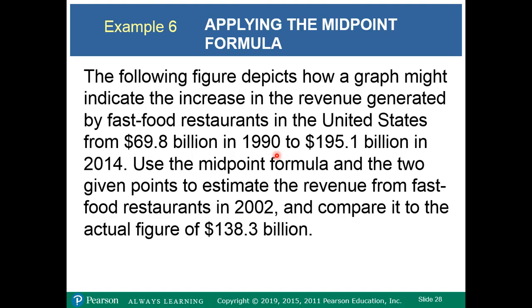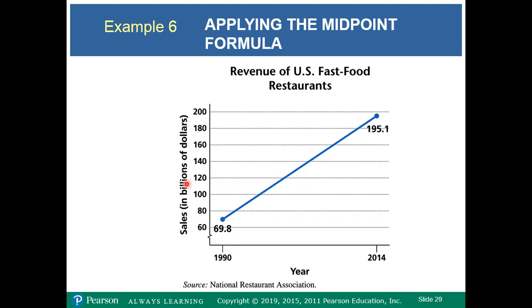Well, the midpoint, we're looking for the midpoint between what? 1990 and $69.8 billion, and 2014 and $195.1 billion. So those are going to be our 2 points. We want to find the midpoint. So here's the graph, right? So here's our first point, 1990, 69.8. So that's one ordered pair.